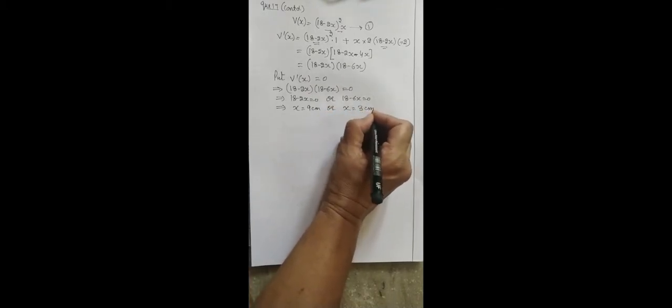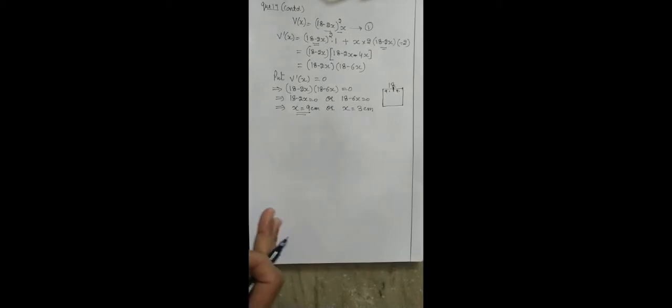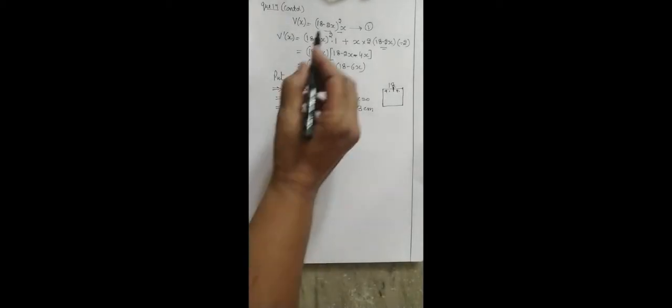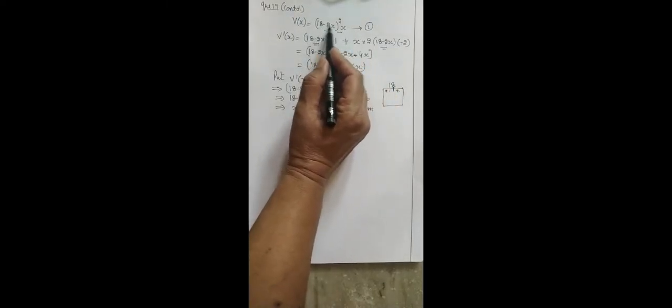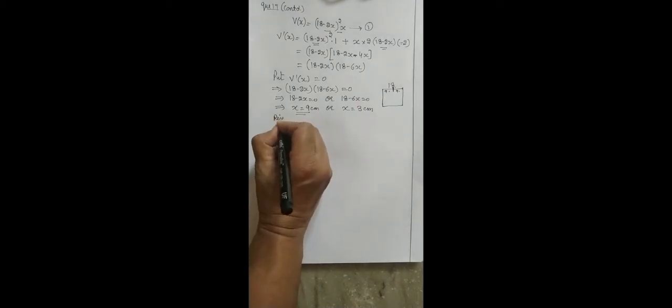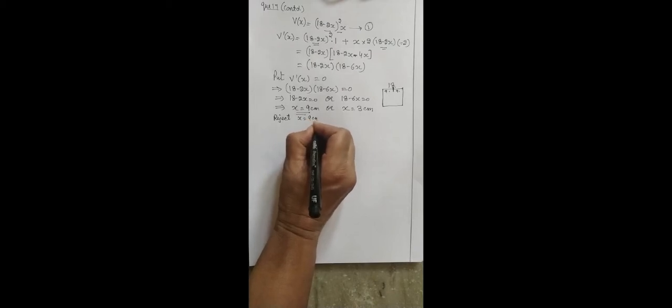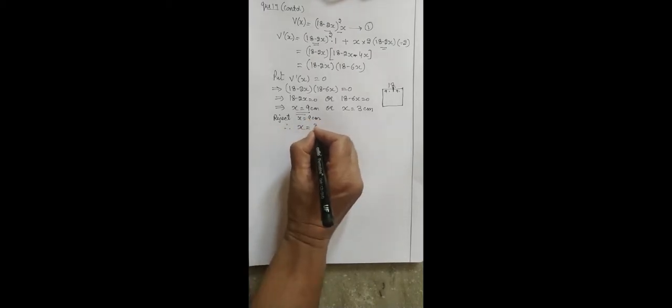Now students, x equal to 9 centimeter is not possible because my square sheet was 18 centimeter long. Right. So if I cut a piece 9 centimeter here and 9 centimeter from here, I will not be left with any of the sheet. Moreover, if you put x equal to 9 here in the first equation, 18 minus 18 is 0. So volume becomes 0. That means I have to reject x equal to 9 centimeter. So therefore only one value I have obtained of x, that is x equal to 3 centimeter.